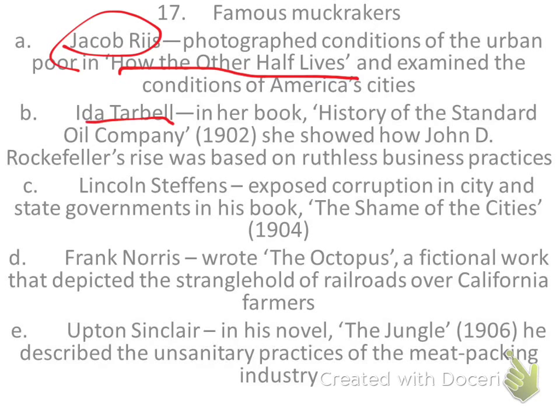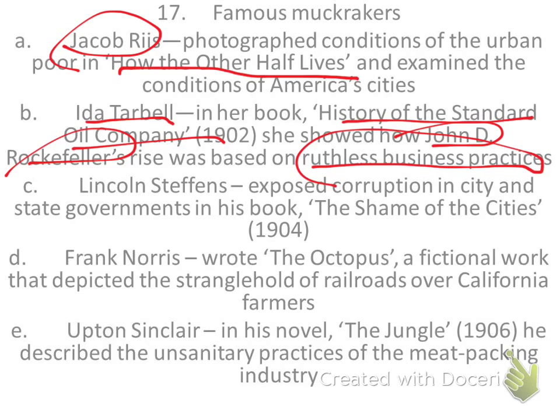Ida Tarbell, the history of the Standard Oil Company, which of course was owned by J.D. Rockefeller. She, in her book, The History of the Standard Oil Company, looked at the ruthless business practices, the unfair business practices of Rockefeller, and exposed them. Lincoln Steffens, his book, The Shame of the Cities in 1904, exposed corruption in the city and state governments. Again, what do all these have in common? They're exposing corruption brought about due to the Gilded Age, due to urbanization, industrialization, immigration.